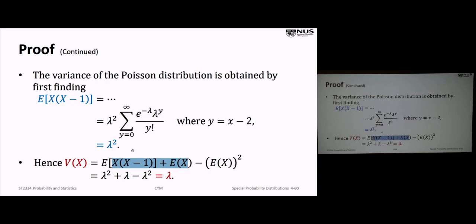Okay, now can we complete the calculation, please? Is the question you might want to ask. We can. The expected value of x times x minus 1, we verified that was lambda squared. So I have lambda squared here. The expected value of x we verified was lambda. The expected value of x all squared is lambda squared. So I have lambda squared plus lambda minus lambda squared is equal to lambda. So the variance is equal to the mean.